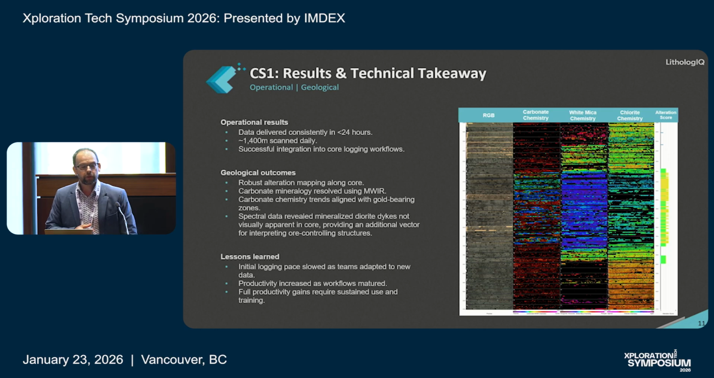And a successful integration into the workflow. Given the configuration, cores were delivered, scanned, and quickly returned to the logging table, so we were not disrupting the logging workflow for the geologists. Geologically, what are the outcomes? Robust alteration mapping. I think we kind of solved this visual alteration challenge they have.